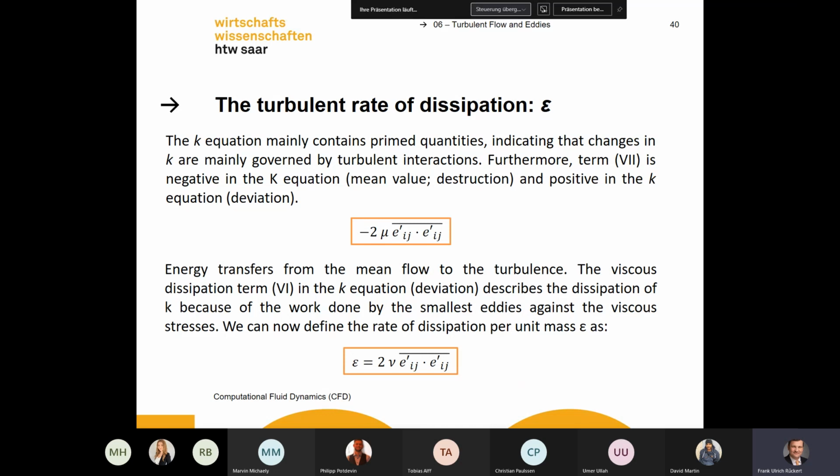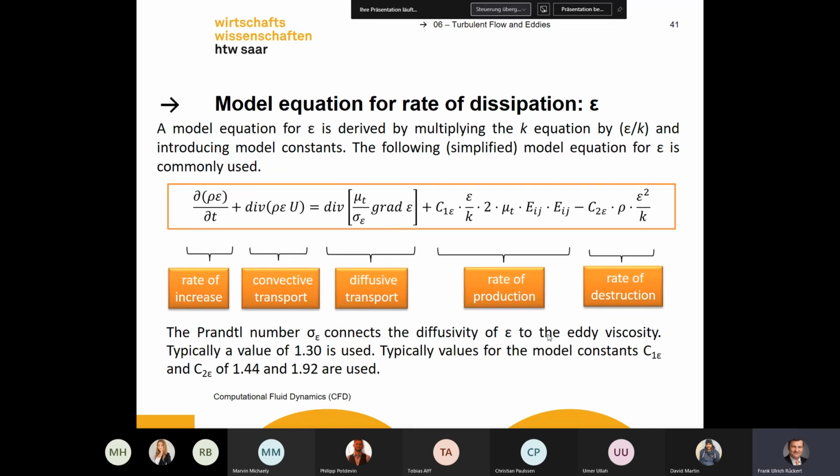I think you already know this from your daily life. If you have a fluid with really low viscosity, you get more swirls, but the dissipation will occur faster. And if you have a really highly viscous medium, the dissipation will last longer. You will have longer dissipation times. This is described here by this equation.